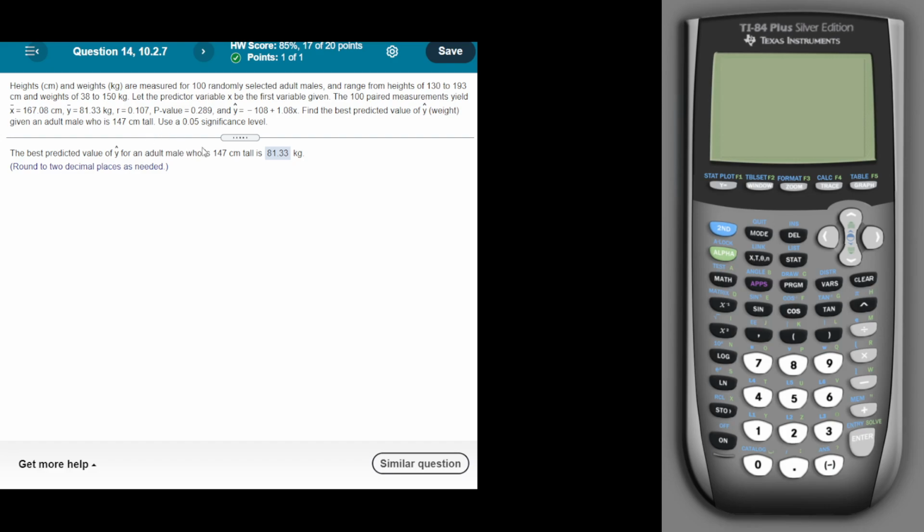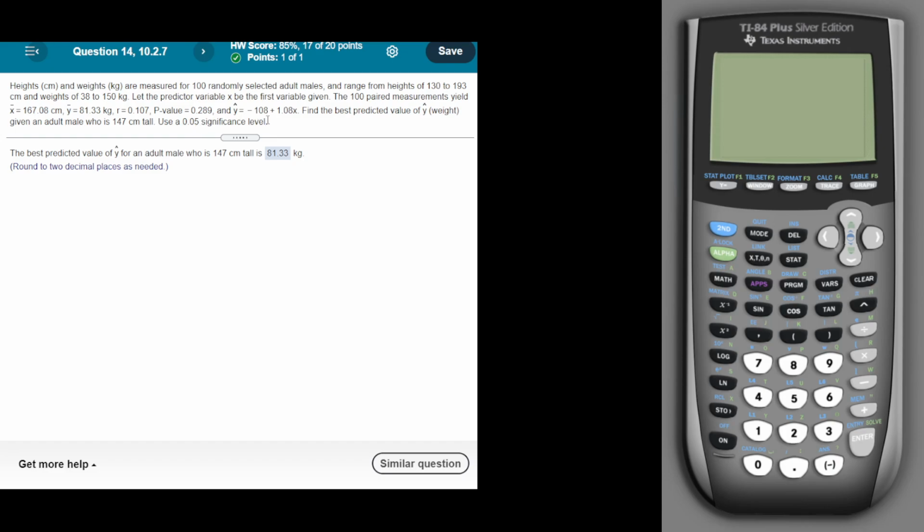Notice that is the answer, 81.33. They're the same. The reason is that this had to have been a fail to reject type of problem. How do we prove that? Take a look at your p-value, 0.289, which is greater than your significance level. You know what that means? You're going to fail to reject, which means there is no correlation, so you cannot use the regression line here.